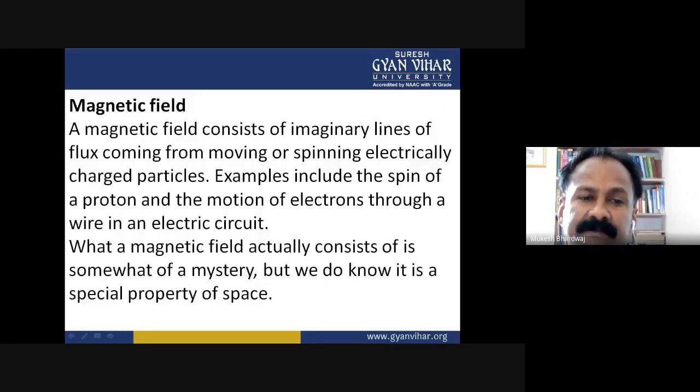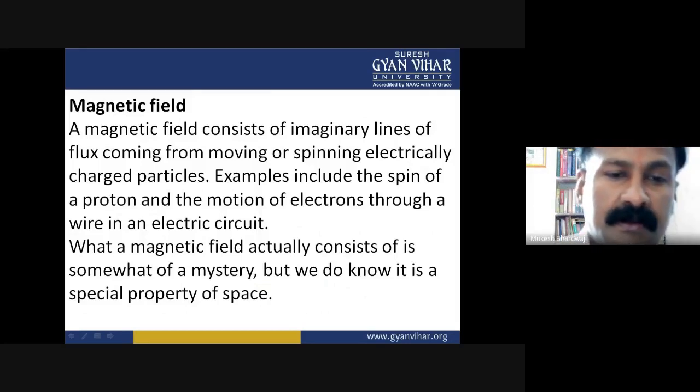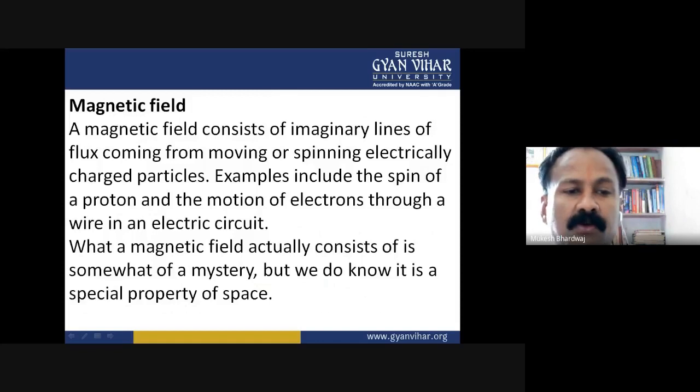Charged particles: the electrically charged particles, we are talking about the electrons, when they are in motion, exhibit a magnetic field. Examples include the spin of a proton and the motion of electrons through a wire in an electric circuit. What a magnetic field actually consists of is somewhat of a mystery, but we do know it is a special property of space.